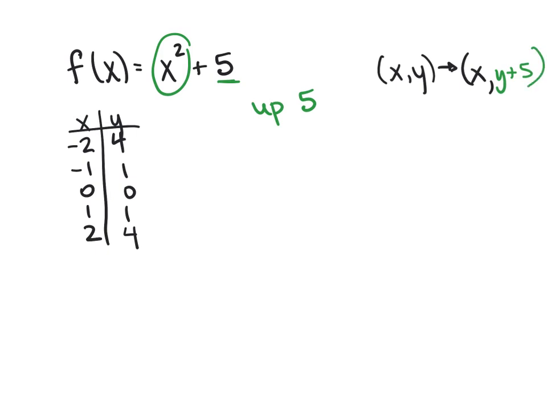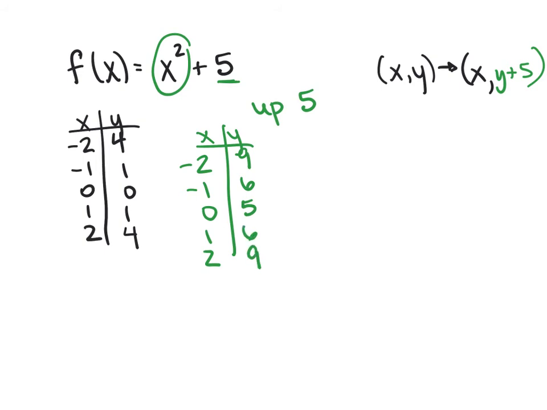So what this is saying is then if I make my new graph, my x's do not change. So negative 2, negative 1, 0, 1, and 2. And I'm going to add 5 to every y. So I get 9, 6, 5, 6, and 9. So take every y. So take 4, plug it in here. 4 plus 5 is 9. Take 1, plug it in here. 1 plus 5 is 6. So if I plot these new points, then that'll give me my new graph.